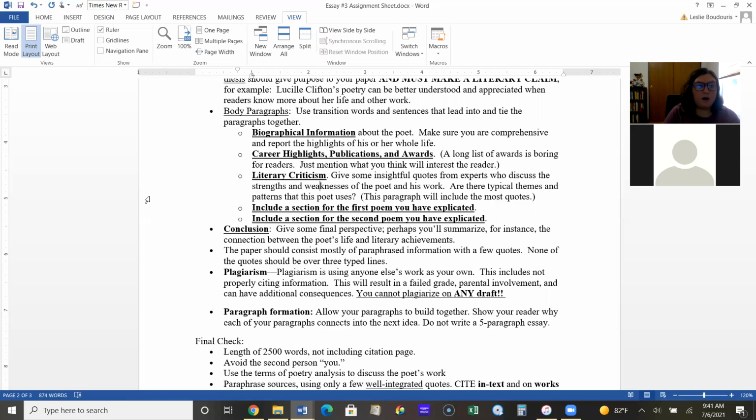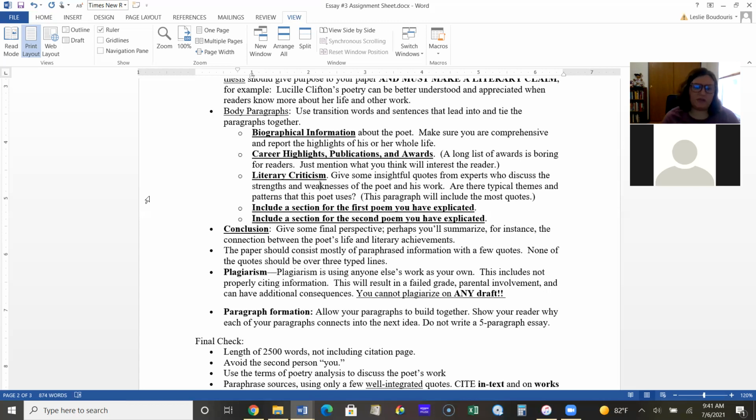Just as if you had a quote from your short story or the movie or TV show that you analyzed for essays 1 and 2, you're not just going to throw a bunch of quotes in your essay and then walk away. You're still going to provide information and show how that information is relevant. So what are the background highlights of their entire life?